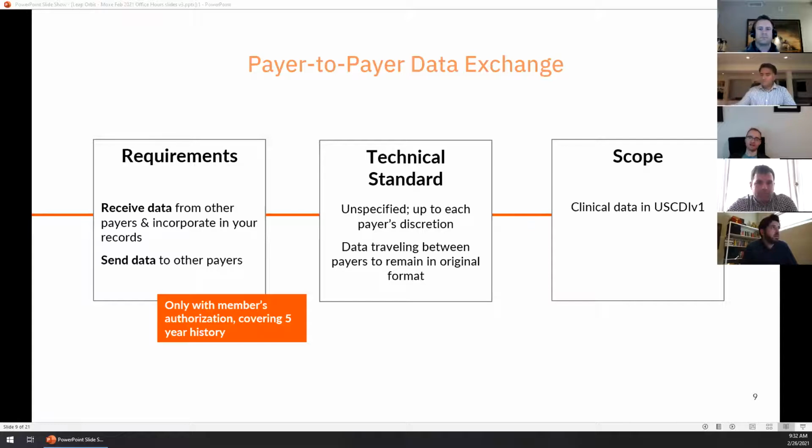Yeah, I think that's absolutely right. Like, if you're not doing this, the other plans will be. So it becomes a competitive disadvantage if you're not acquiring data from other plans.